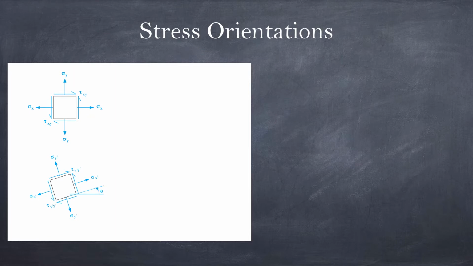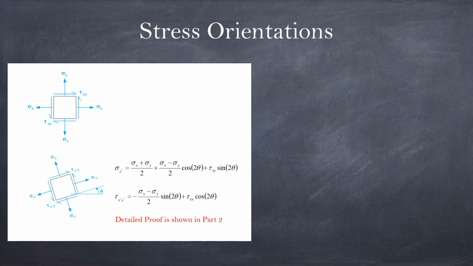For example, rather than looking at horizontal and vertical, what happens if we look at an orientation that is turned anti-clockwise by an angle theta, right? And from that, with a lot of proof, we can work out the equation for sigma x prime and tau x prime y prime, which is a more general term. It's not in the x horizontal or y vertical anymore. It's x prime y prime in the sense that it could turn at any angle, right?